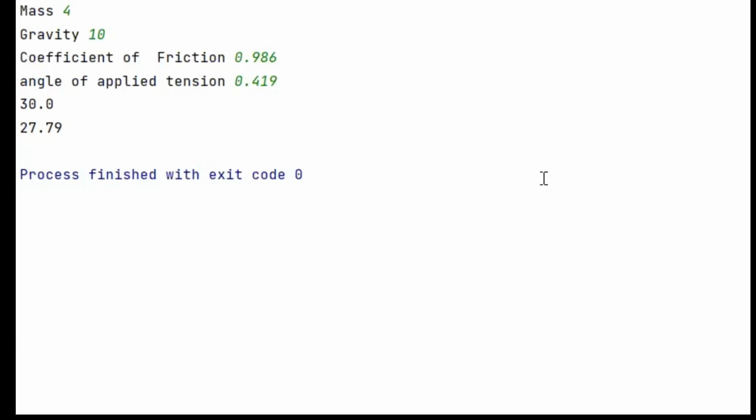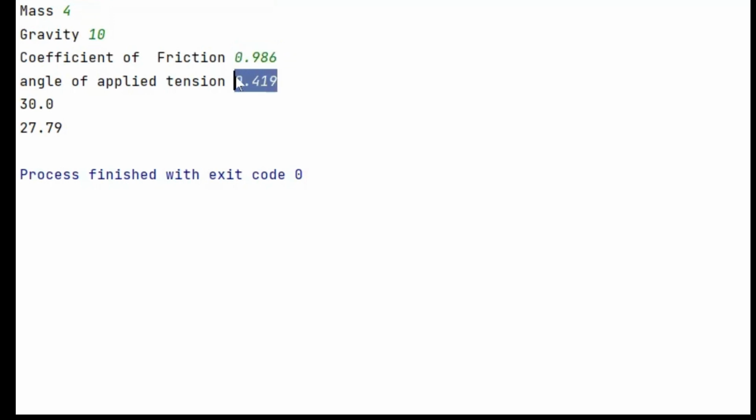Now, running the code gives us the following answer. Tension as 30 and reaction force is 27.79. And we've used the values in the question. Mass was 4, gravity was 10, coefficient of friction 0.986.